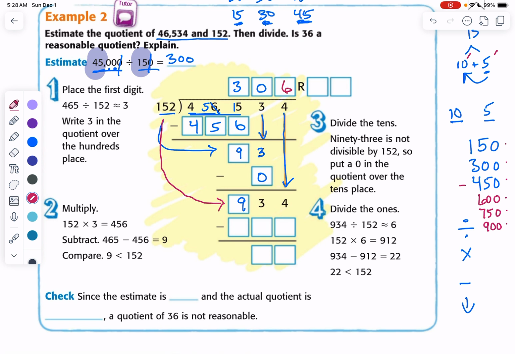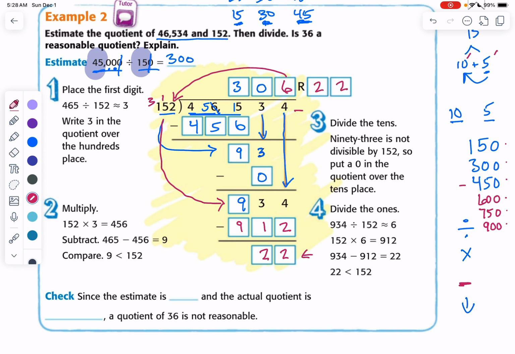Okay, so 6 times 2 is 12. And 6 times 5 is 30, plus the 1 from the 12 is 31. And 6 times 1 is 6, plus the 3 is 9. 912 is just right. Okay, now we subtract. 4 take away 2 is 2. 3 take away 1 is 2. All right, so we have nothing else to bring down, so this is our remainder.